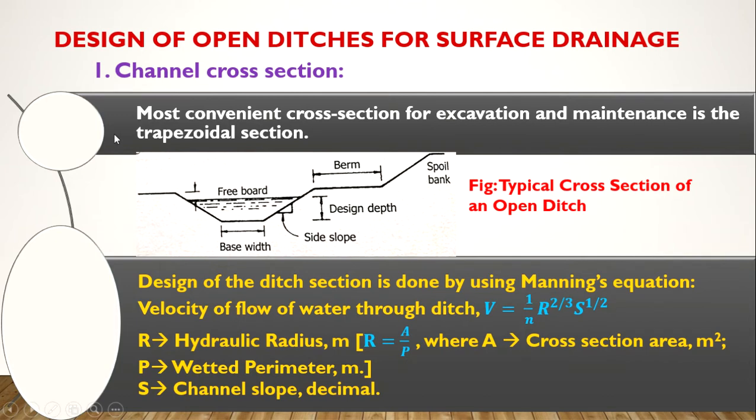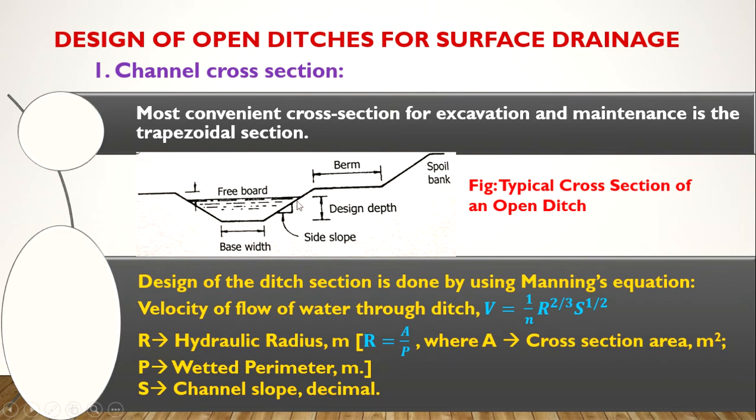The design of open ditches consists of four steps mainly. The first one is the channel cross section. We have to consider the channel cross section first. Mainly, open ditches are designed in a trapezoidal section, as it is the most convenient section. Here you can see the cross section of an open ditch. Here there is a base width, this is the side slope of the channel, and this is the design depth.